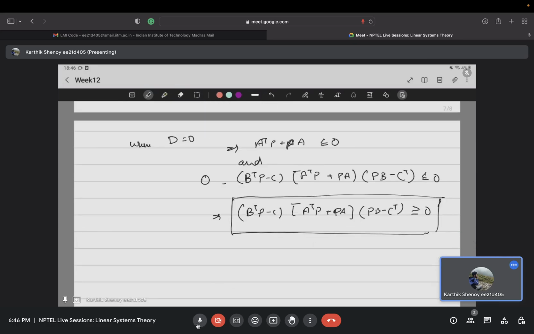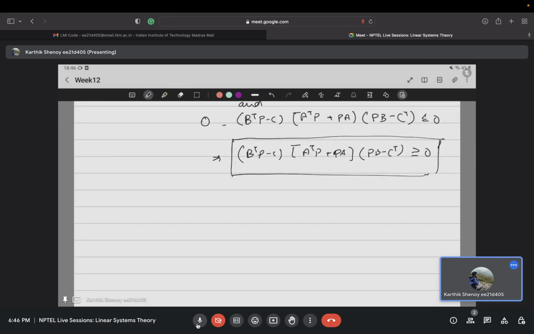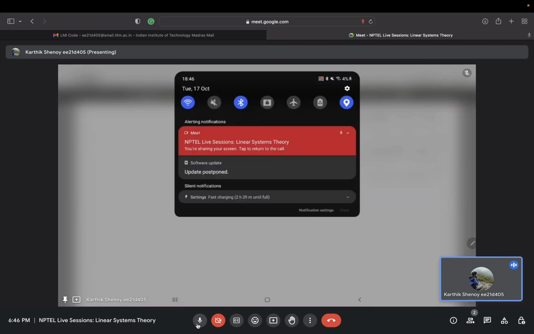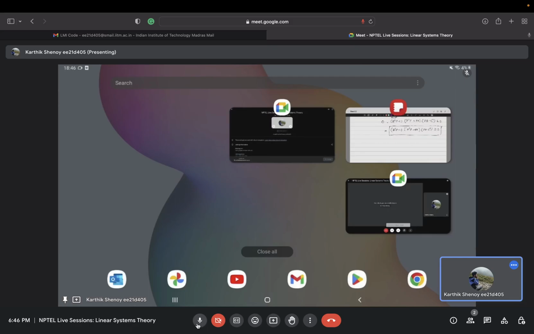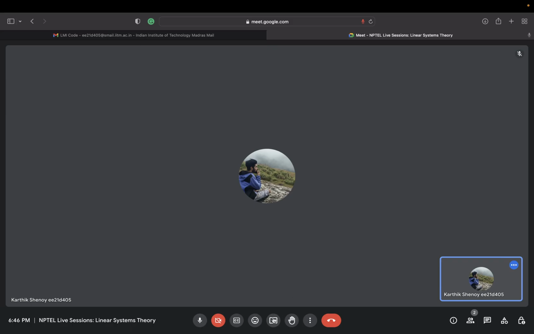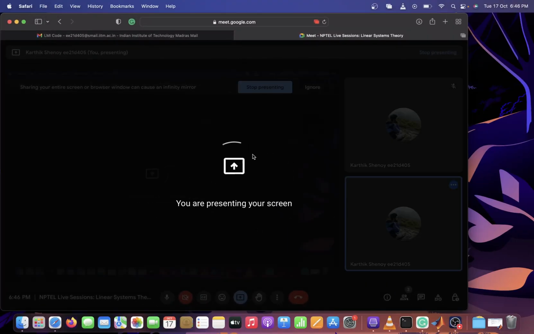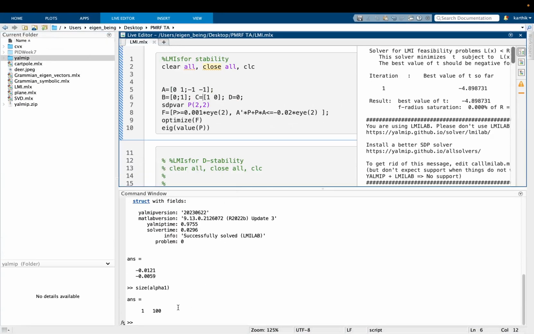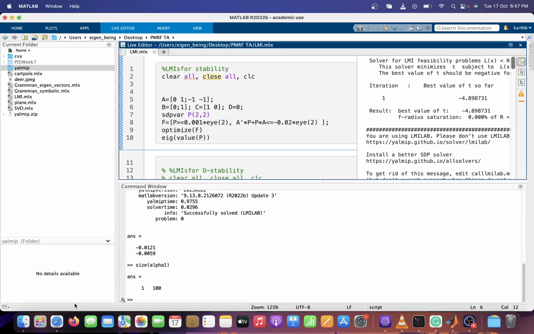Now I think these are the examples. Now we will go to MATLAB to check how to use LMIs to solve for all these examples. So I'll share it on MATLAB. Firstly, you will have to install something called YALMIP. So maybe we can check that out first.